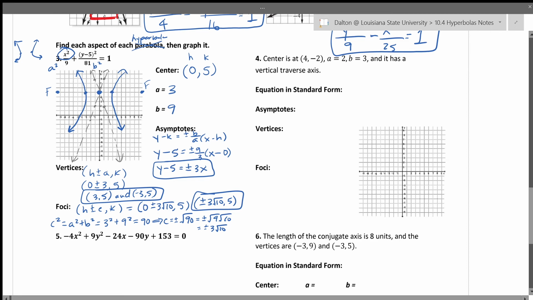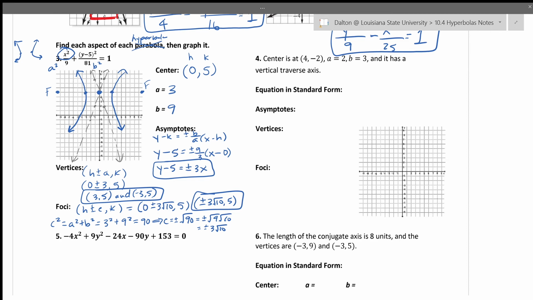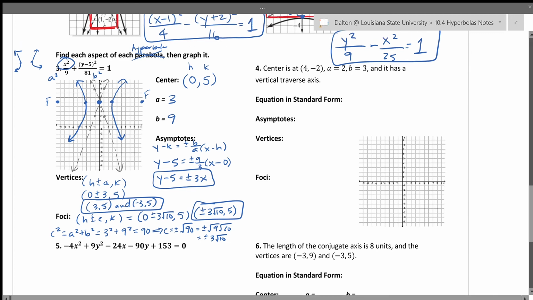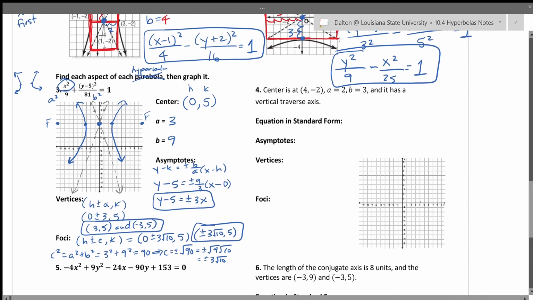Okay, number 4 is a different question. I don't give you the equation. I just give you some information about the hyperbola that you have to figure everything out. So the center is at 4, negative 2. So let me graph that first. So I know there's my h and k. a is 2, b is 3, and it has a vertical transverse axis.